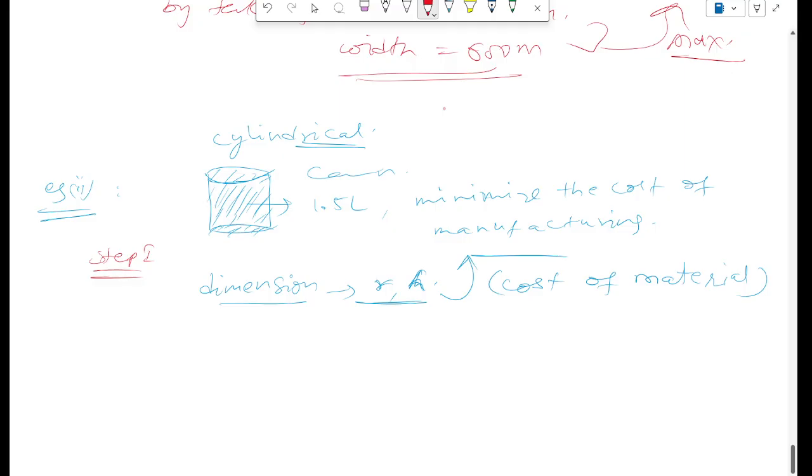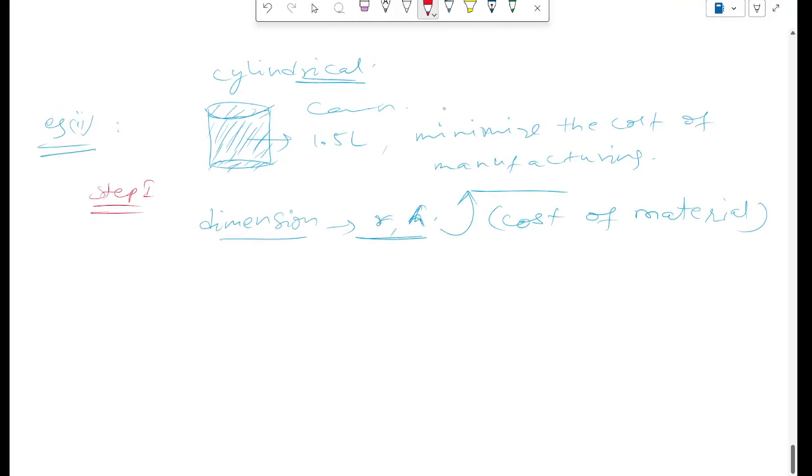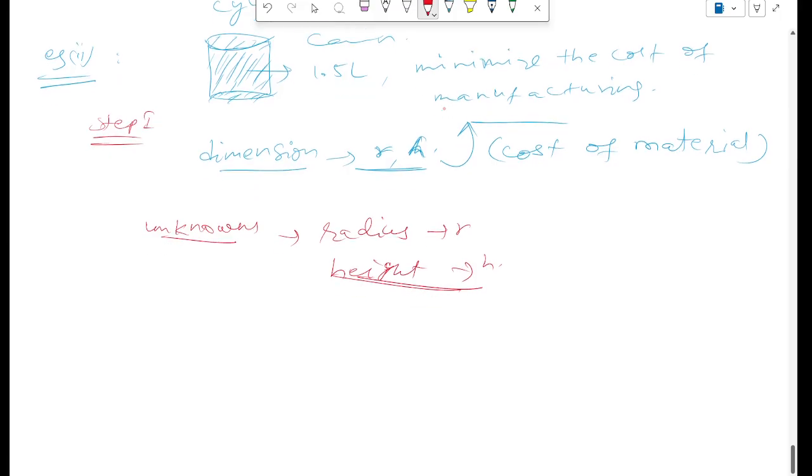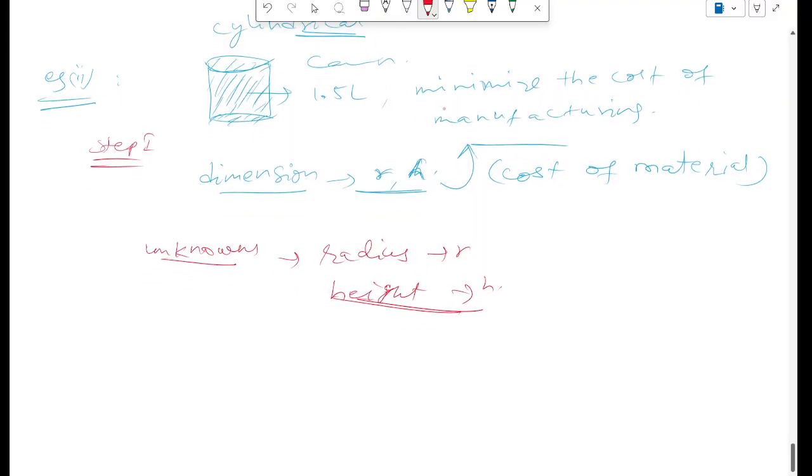So first step done. Step 2 is to find unknowns and variables. Here we have radius r, and height h. These are the things we have to correlate and calculate. So let's see how we are going to do that.